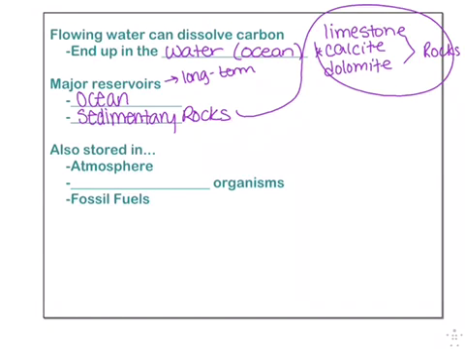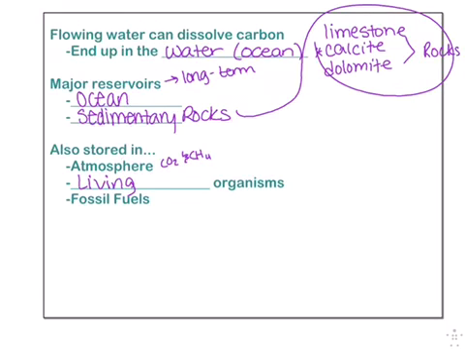Carbon is also stored in the atmosphere. What's the predominant storage molecule of carbon in the atmosphere? Carbon dioxide and methane, CH4. Methane's not as popular. It's also stored in living organisms. You have carbon in you. The grass does, the trees do, your dog does.